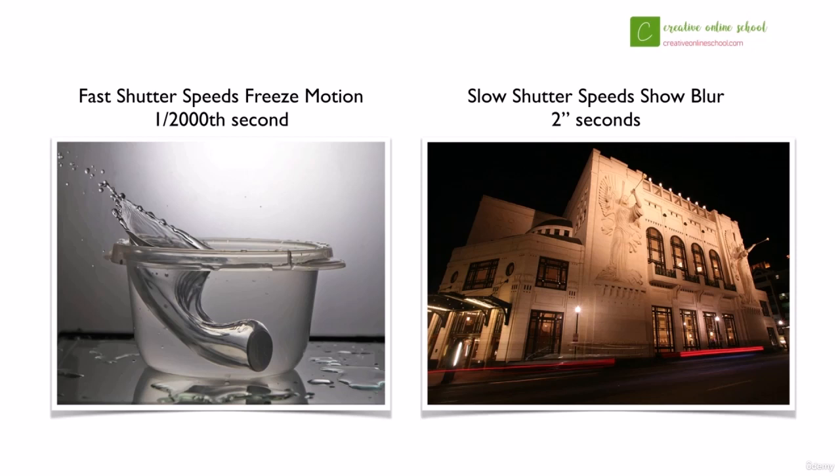So if you've had problems with blur in your images, shutter speed is your culprit. Faster shutter speeds are going to freeze motion. Like this image taken at 2,000ths of a second, you see the quarter dropped into the water and the water splash. It is a frozen moment in time.